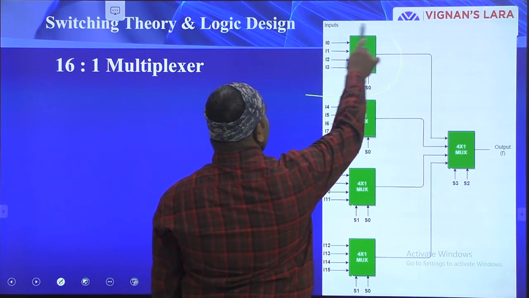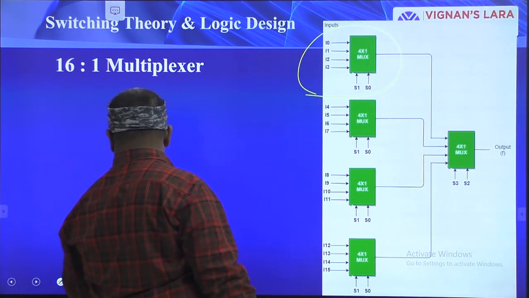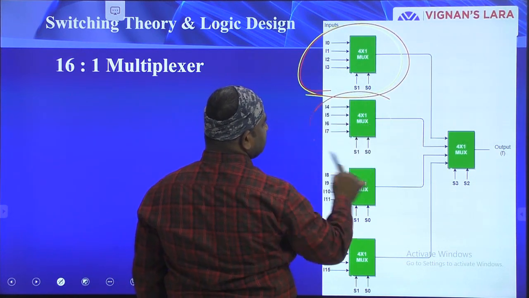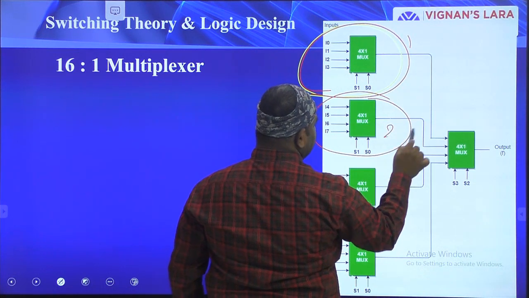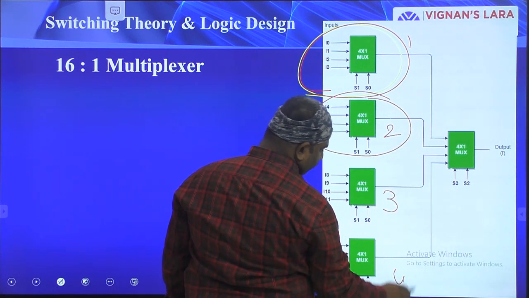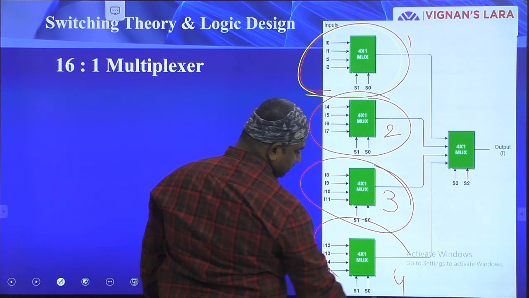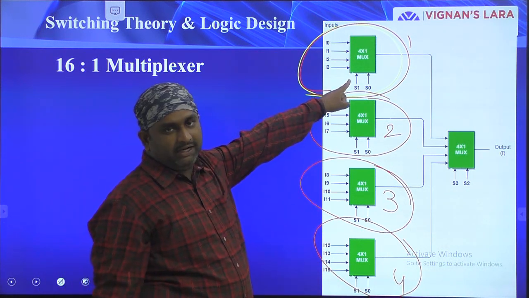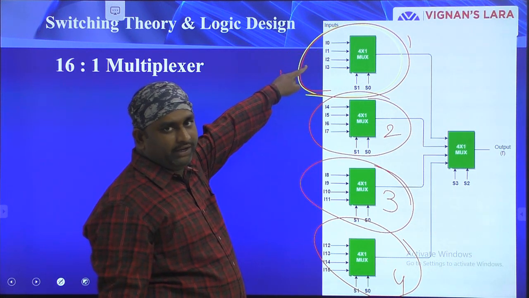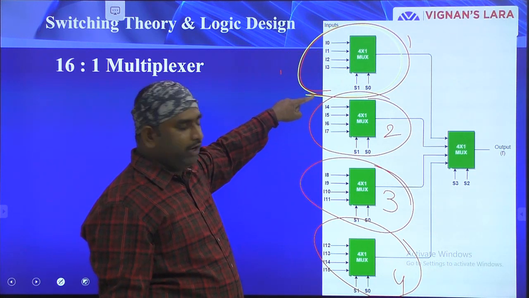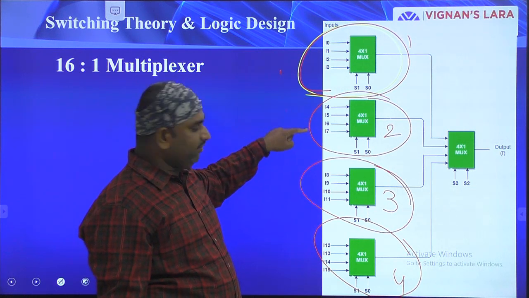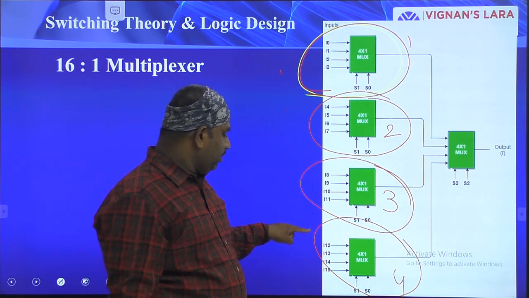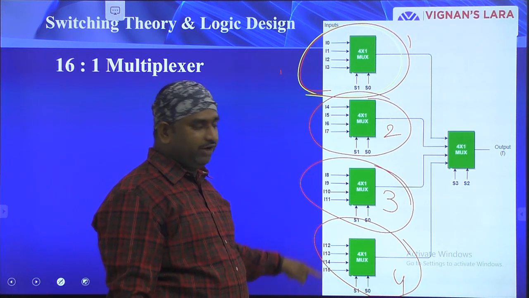See here, this is the first 4 to 1 multiplexer, second one, third one, and fourth one. For the first multiplexer, the inputs I0, I1, I2, I3 are available. Continuing, inputs I4, I5, I6, I7. Next, I8, I9, I10, I11. Next, I12, I13, I14, I15.